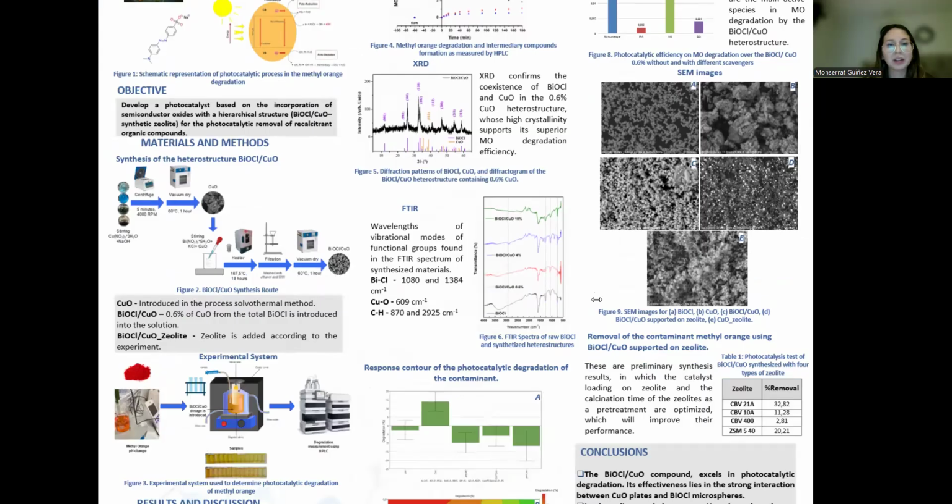We synthesized the following. First was copper oxide via the solvothermal method. The second synthesis was bismuth oxychloride doped with copper oxide, incorporating 0.6% copper oxide into the bismuth oxychloride. And the third was bismuth oxychloride doped with copper oxide supported on zeolite, by adding zeolite according to the experimental design.